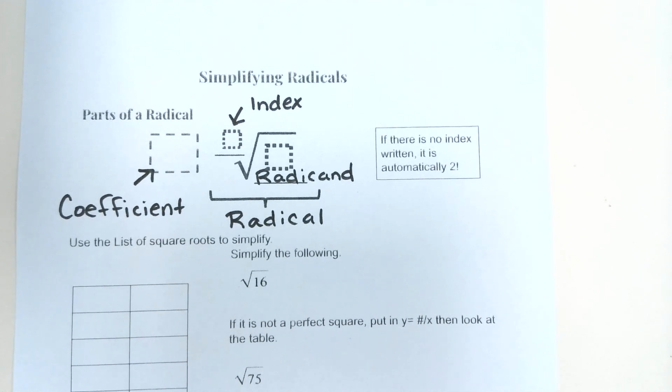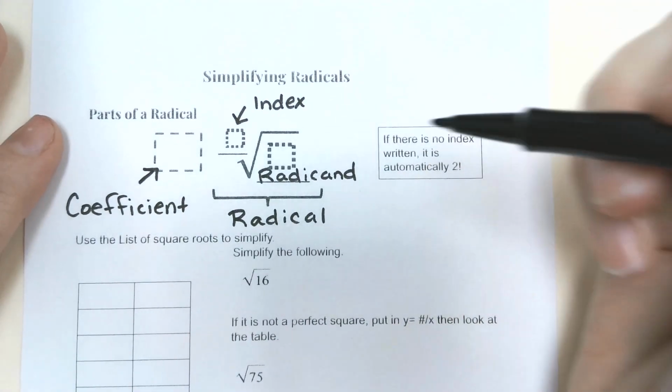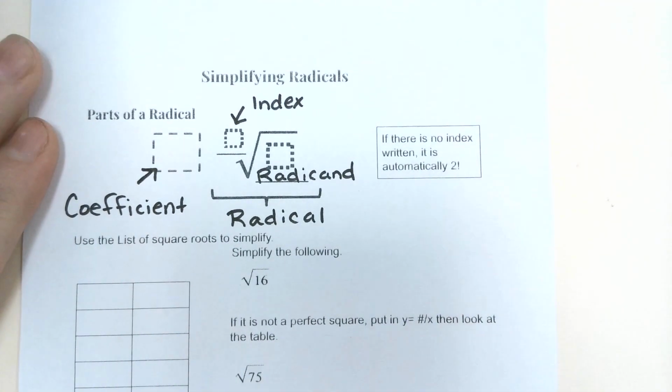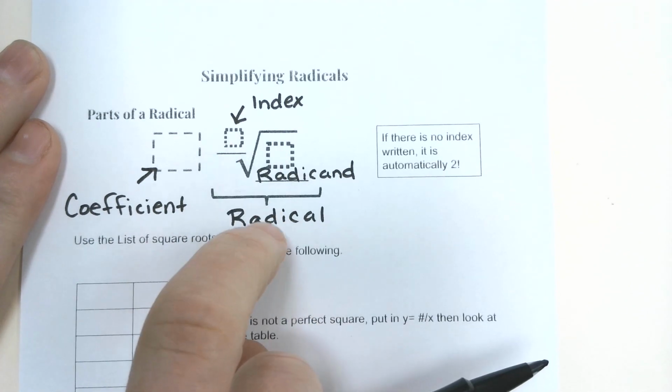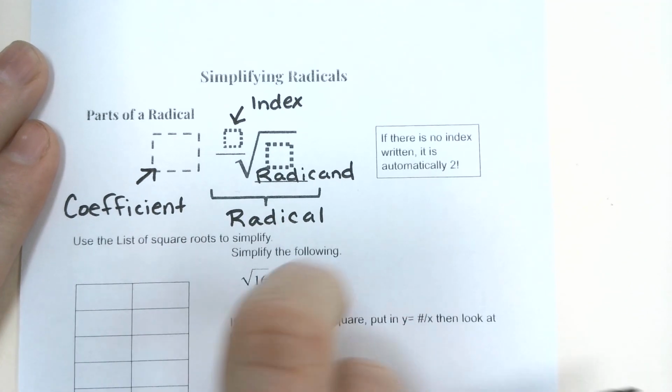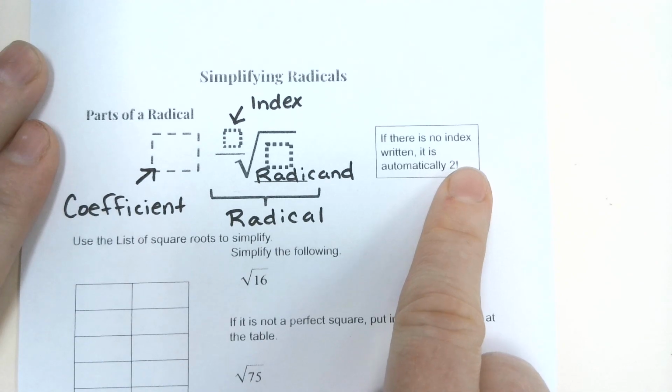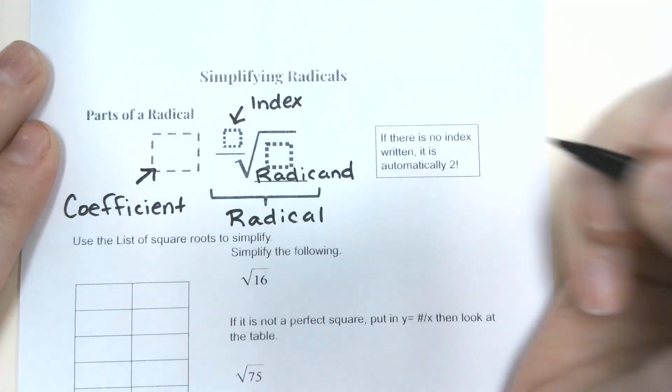We are going to look at simplifying radicals. So here are the parts of the radical. Go ahead and copy that down. The index is the little number inside the check mark part of the radical. If there is no index, it's automatically a 2, which means square root.